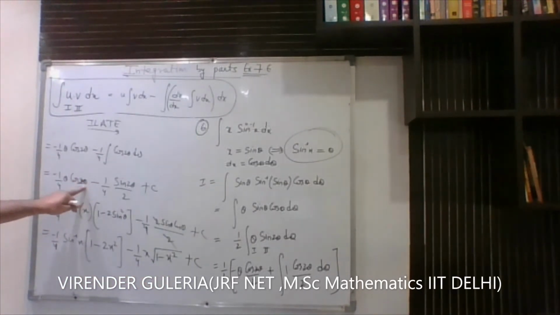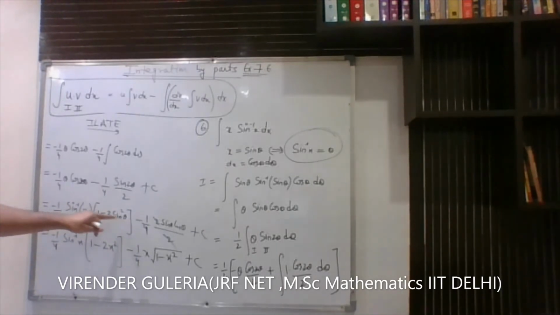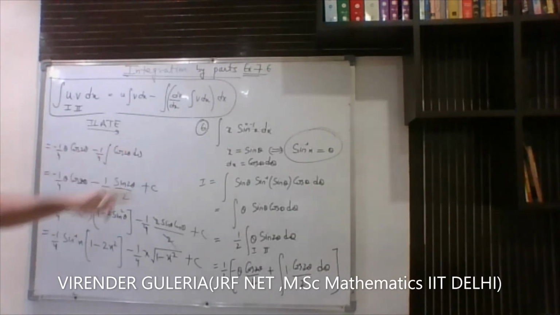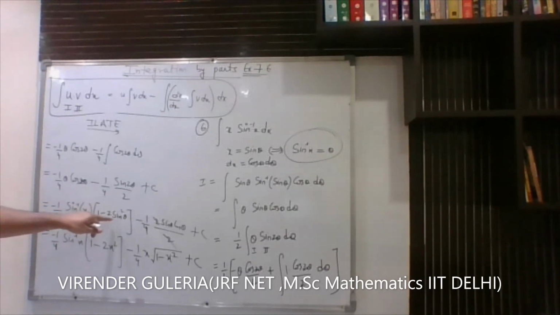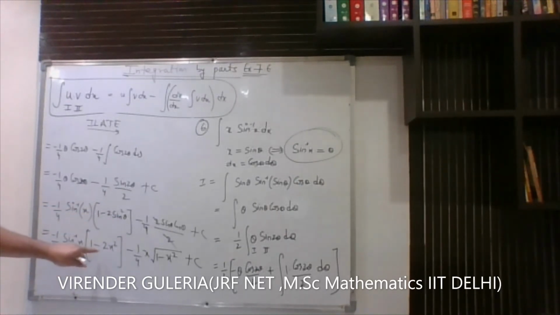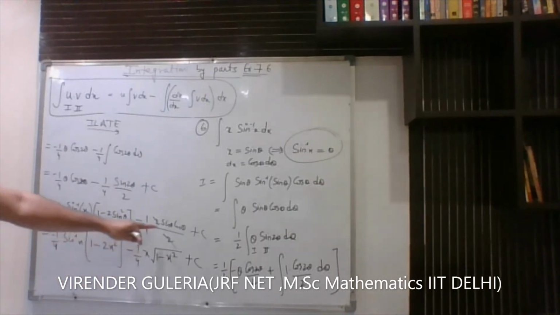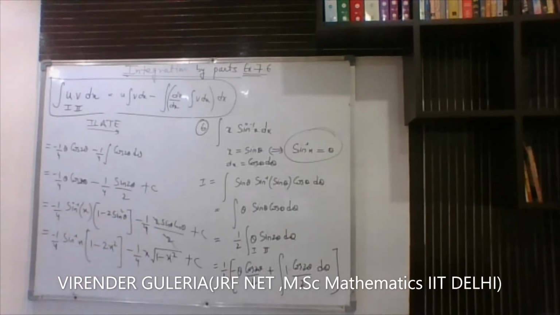So this cos 2 theta can be written as 1 minus 2 sine square theta. Because our substitution is x equal to sine theta, intentionally we are applying this formula for cos 2 theta as 1 minus 2 sine square theta. So 1 minus 2x square, then sine theta is x. Cos theta can be written as under the root of 1 minus sine square theta, which is under the root of 1 minus x square, plus c.